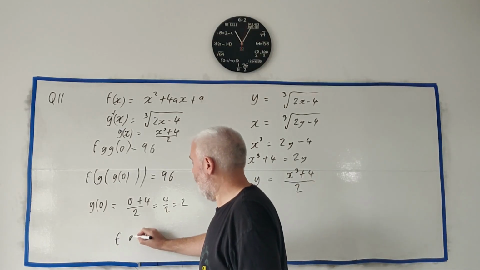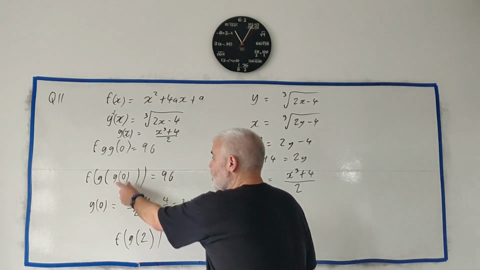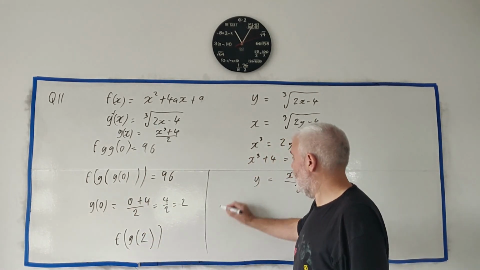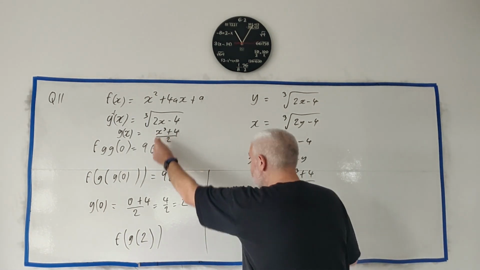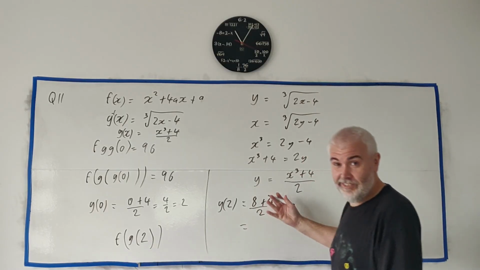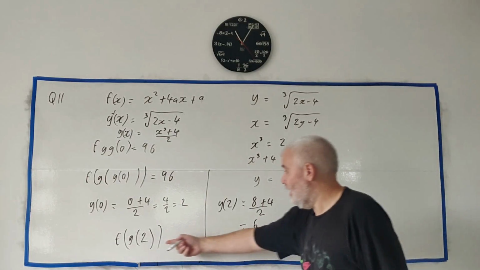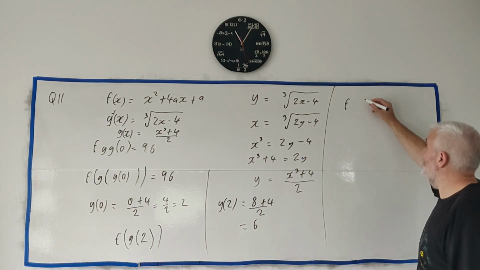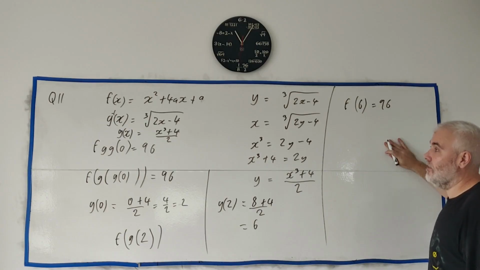So let me write this again. It's f of g of 2. I'm replacing g of 0 with just 2. So now I need to know what g of 2 is. Just put it in. 2 cubed is 8, plus 4 over 2. Obviously, you don't have to write all this out. 12 over 2 is 6. Let's write it again. Instead of f of g of 2, it's just f of 6 is equal to 96.